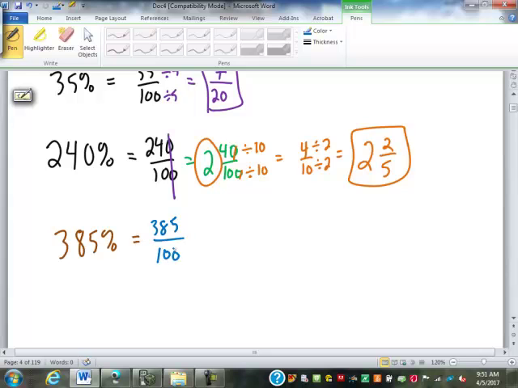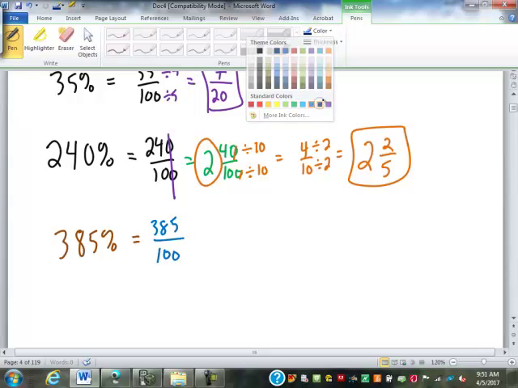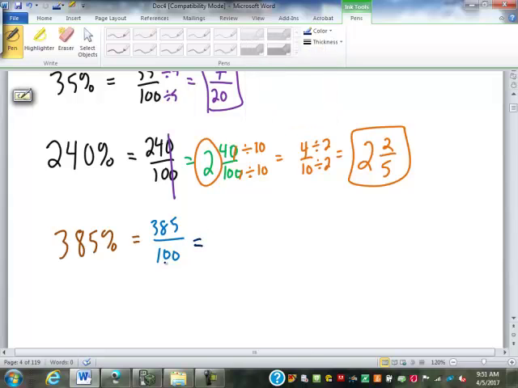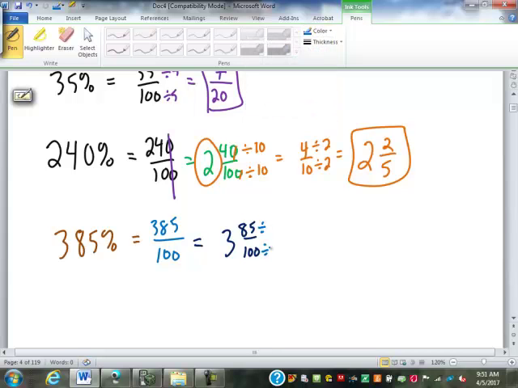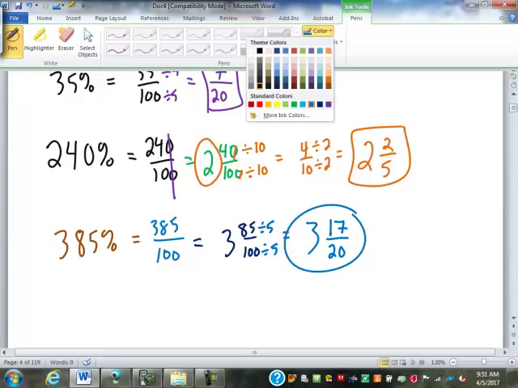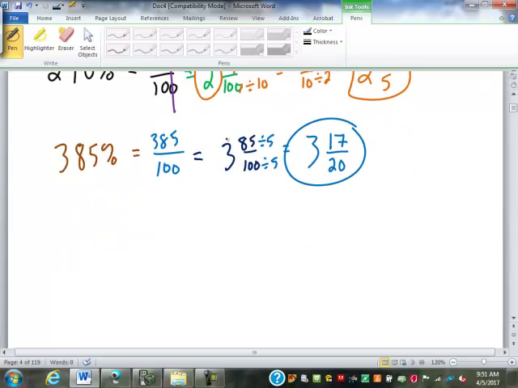So 385% is 385 out of 100. If you wanted to reduce by 5 first, you could, but I'm going to go ahead and just take out the 100. 100 goes into 385 3 times with 85 left over. Now we can reduce both the 85 and the 100 can be divided by 5. 85 divided by 5, 17. 100 divided by 5, 20, and still have the 3 on front. 3 and 17/20ths. Now it's this one that we just did and this next one that people get confused.